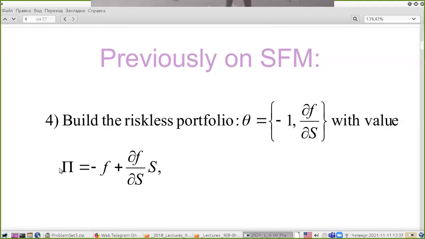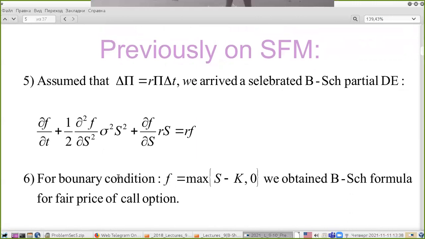After that, we can compute the value of the portfolio. How can we compute the value of the portfolio? Amount multiplied by price plus amount multiplied by price. So amount -1 multiplied by price f. Now we don't know this f, and the amount of stocks multiplied by S, and we know S. S is the initial price of the stock. After that, we assumed that for this portfolio the change delta P is proportional to R, P, and delta T, where R is the interest rate, and we arrived at a partial differential equation.